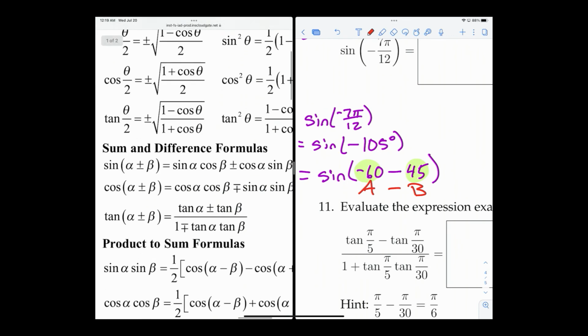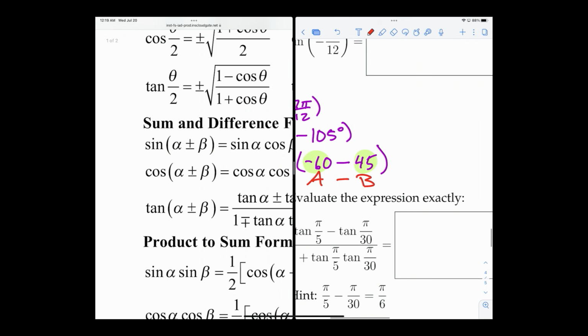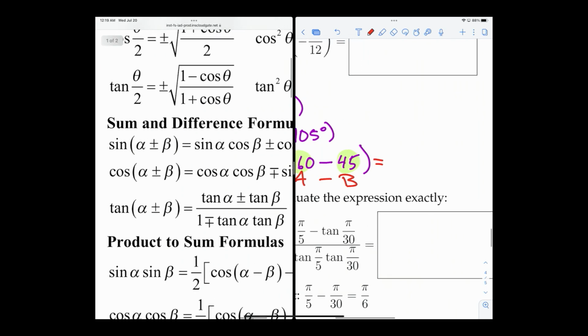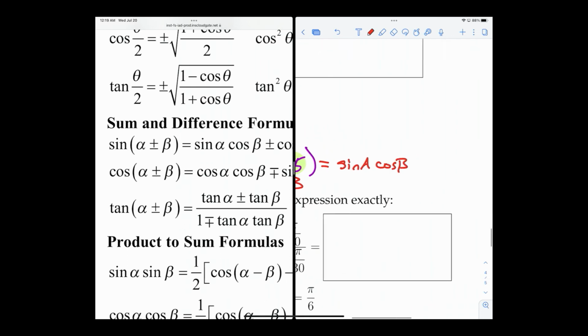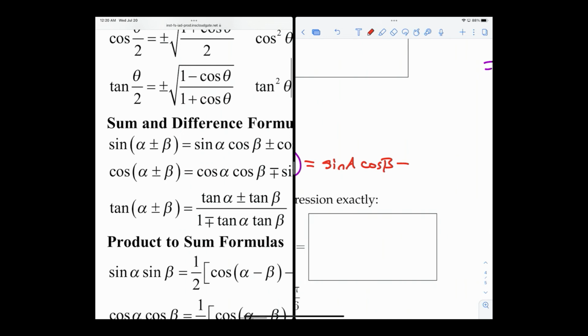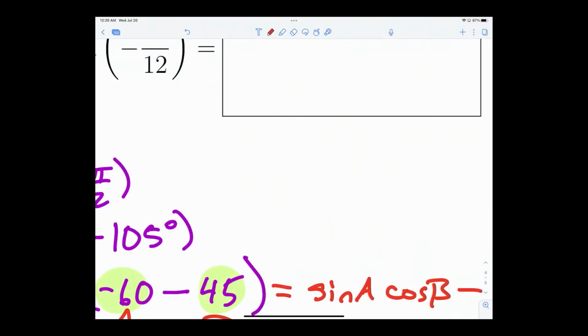Up here, sum and difference formula. So sine A minus B would be equal to sine A cosine B. And when it's a minus, then this should be a minus cosine A sine B. Okay, and then we have to fill in the numbers.